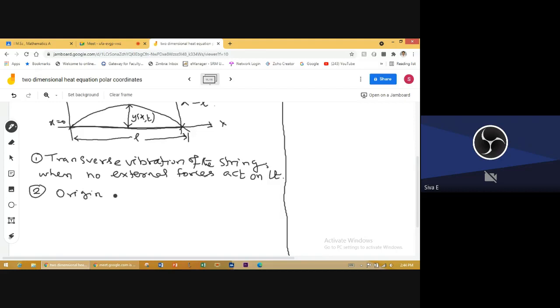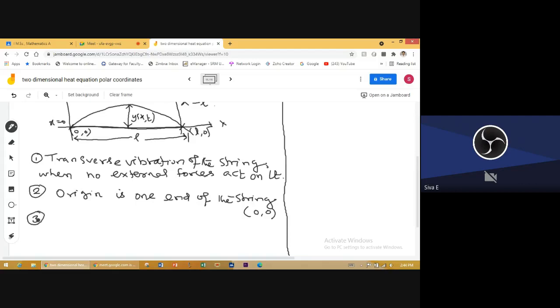Origin is one end of the string. That means this point is 0, comma 0. This point is L, comma 0. We know that.